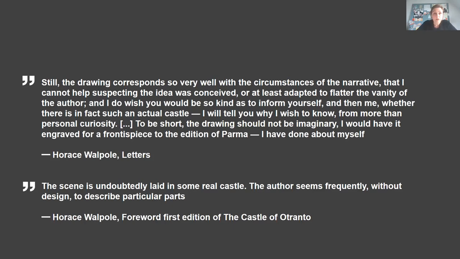As we know, where he tried to sell us the story that someone ages ago translated an old tale. The scene is undoubtedly laid in some real castle. The author seems frequently without design to describe particular parts. So this is from the foreword, where he tries to keep up those shenanigans.